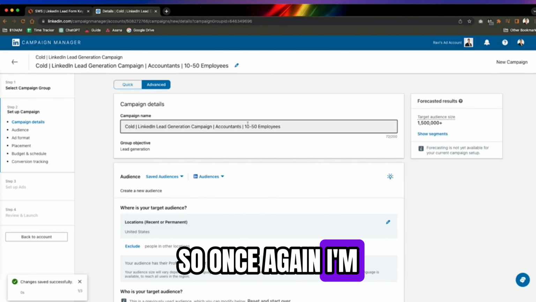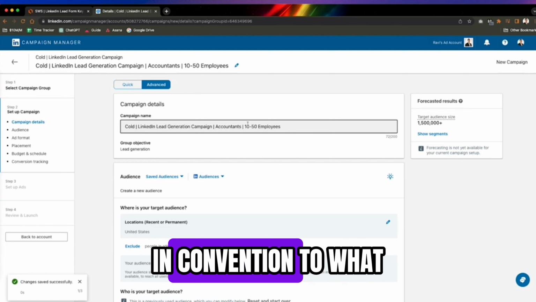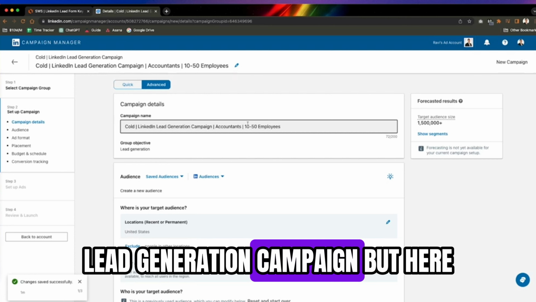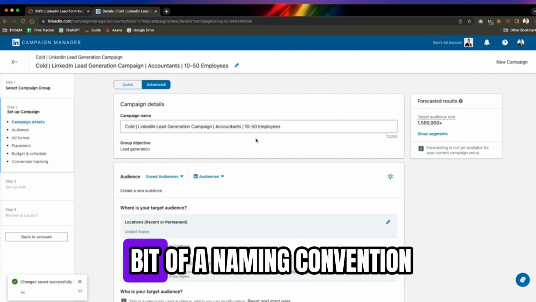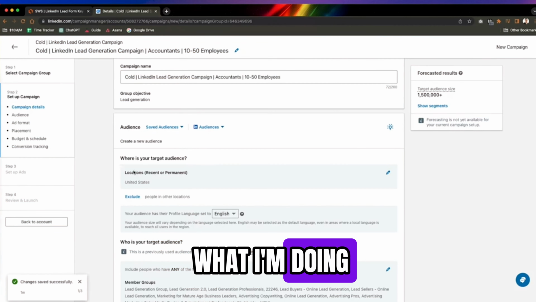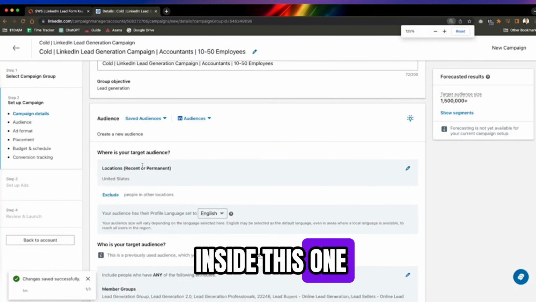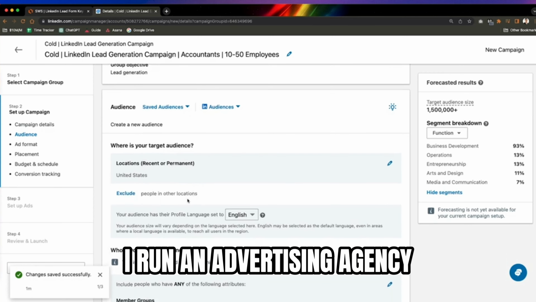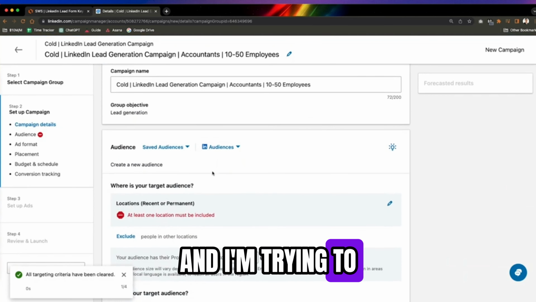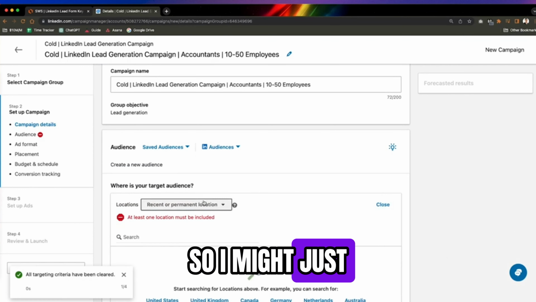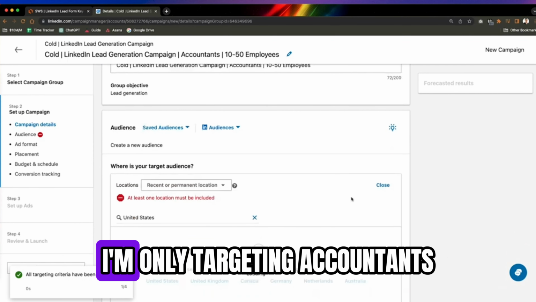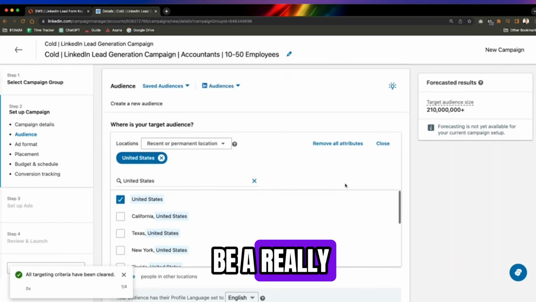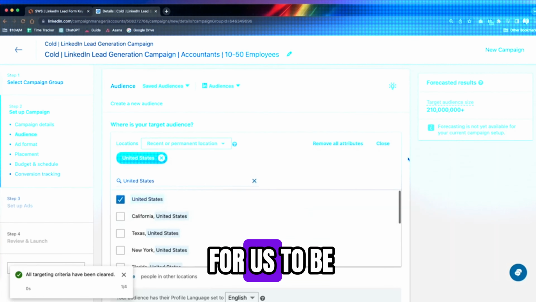So once again, I'm going to follow a very similar naming convention to what I just did. We're going to call it LinkedIn lead generation campaign. But here I'm going to add in a little bit of a naming convention to let me know what I'm doing or who I'm targeting inside this one. So for this example here, let's just say I'm targeting accountants. I run an advertising agency and I'm trying to target accountants. So I might just say accountants and I might say, let's say I'm only targeting accountants that have 10 to 50 employees. And that might be a really nice sweet spot for us to be running ads from.